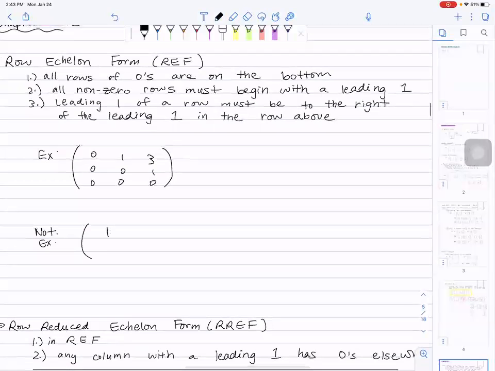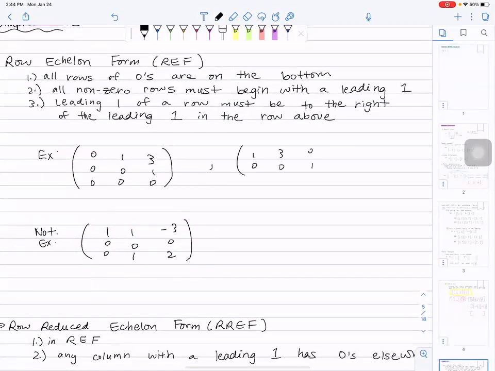However, something like this, 1, 0, 1, negative 3, 0, 2, would not be in row echelon form because the row of zeros is not at the very bottom. Okay, and another example, what if we had 1, 0, 3, 0, 0, 1, negative 2, 4.